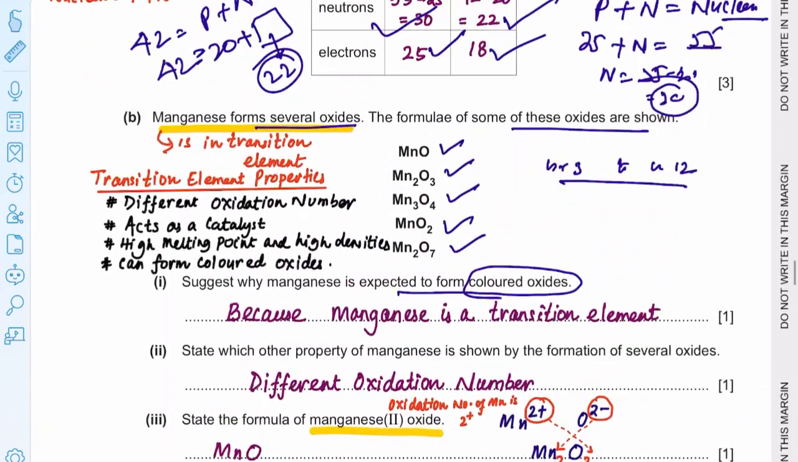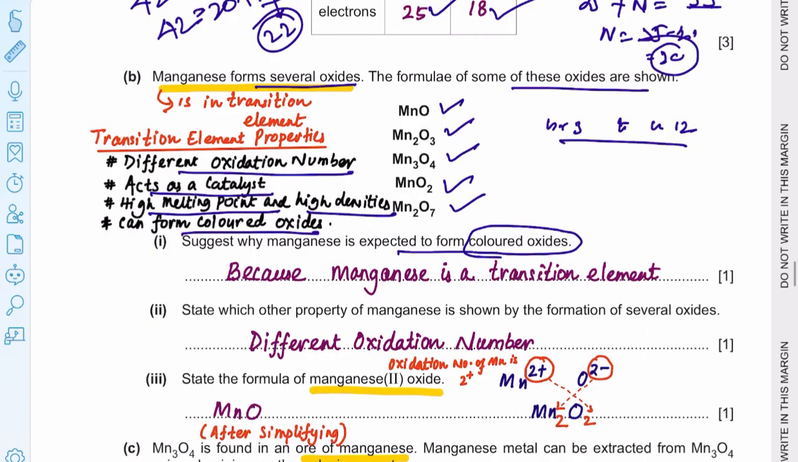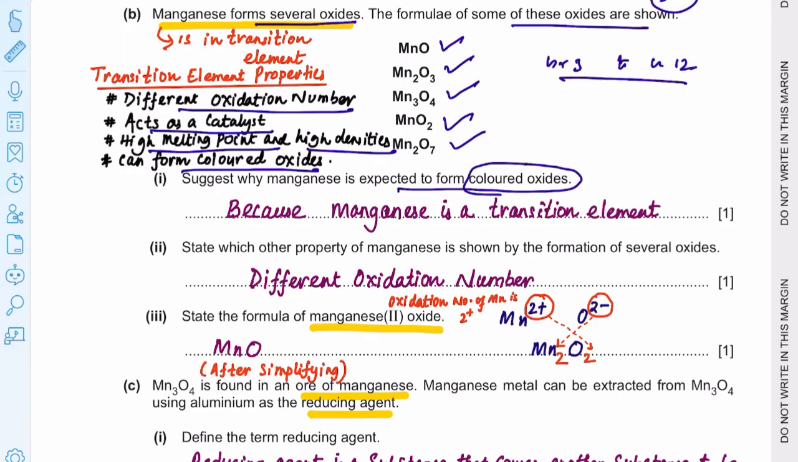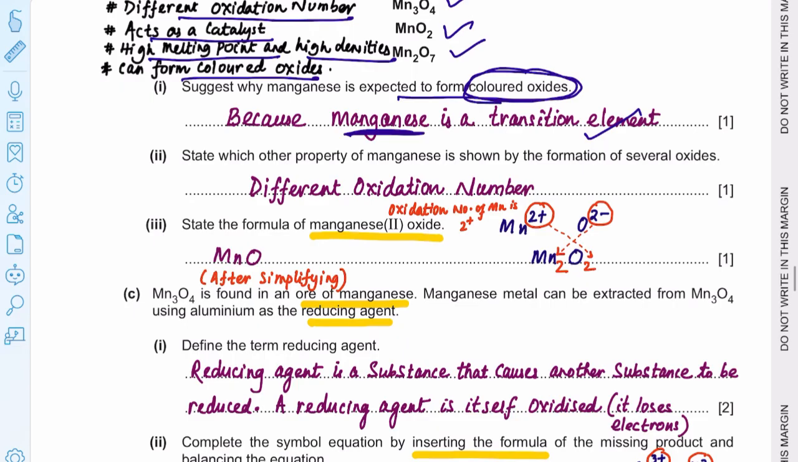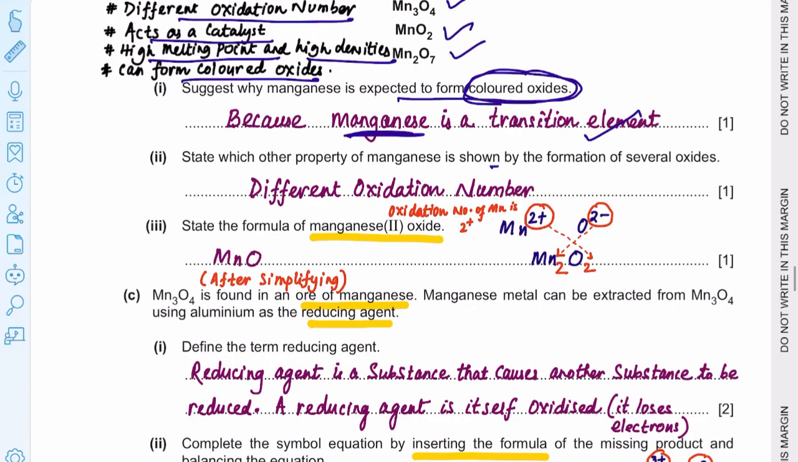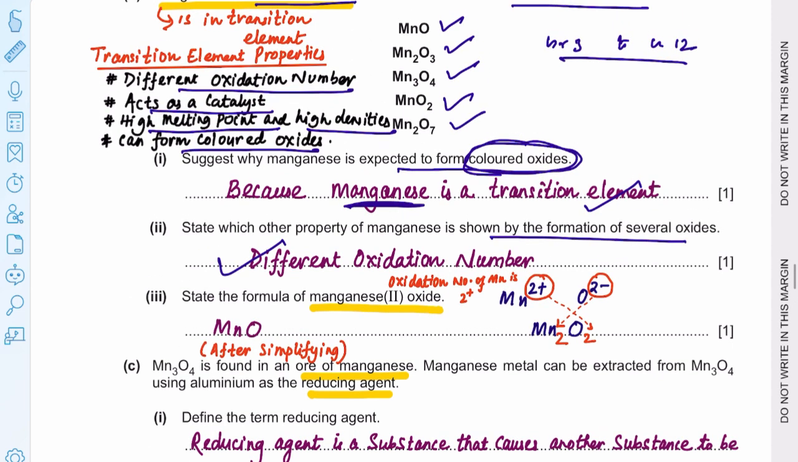So in transition elements you should remember the basic properties. What are the basic properties we have? Transition elements can form colored oxides, can have different oxidation numbers, act as catalysts, and have high melting points and high densities, so they are heavier, right? So that is why they form colored oxides, because manganese is present in the transition element group. Do you understand? That means manganese is a transition element. That's why. State which other property of manganese is shown by formation of several oxides. Different oxidation numbers. I told you already that transition elements have different oxidation numbers.